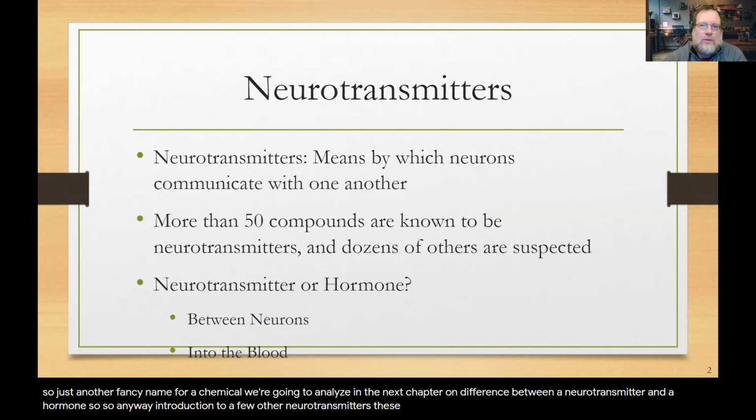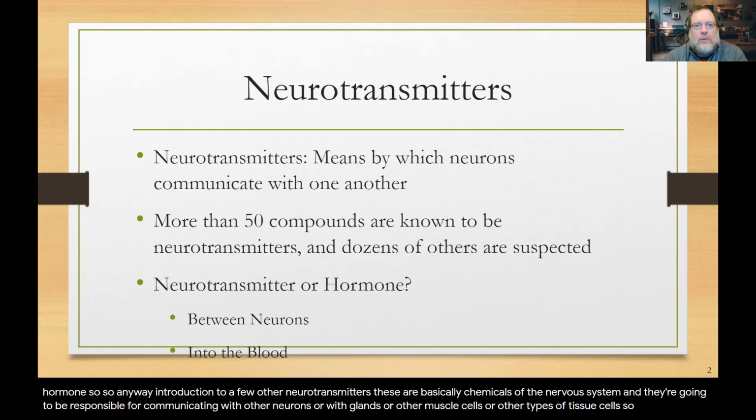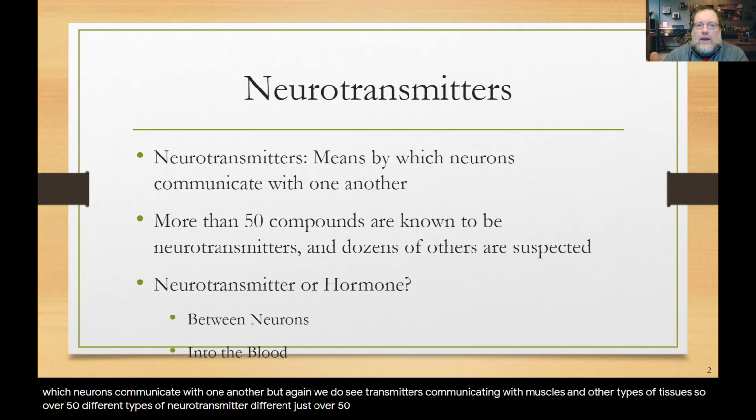So anyways, introduction to a few of the neurotransmitters. These are basically chemicals of the nervous system, and they're going to be responsible for communicating with other neurons or with glands or other muscle cells or other types of tissue cells. So the means by which neurons communicate with one another. But again, we do see neurotransmitters communicating with muscles and other types of tissues. So just over 50 different neurotransmitters.